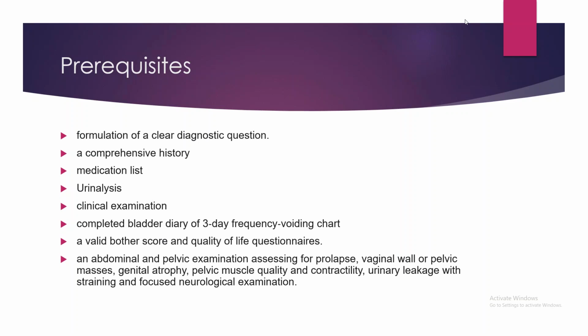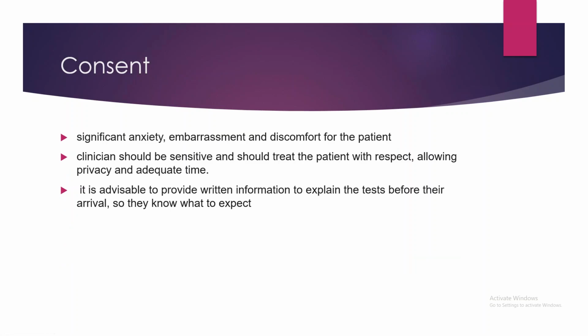Now, for every incontinence and prolapse, the quality of life questionnaire is very important before doing any surgical management. Okay, and an abdominal and pelvic examination, assessment for prolapse, vaginal wall, and pelvic masses, genital atrophy, pelvic muscle quality and contractility, that is tone. Okay, and whether urinary leakage is there or not, and a focused neurological examination to find out any causes of neurogenic bladder. Okay, so all these are prerequisites before doing urodynamics.